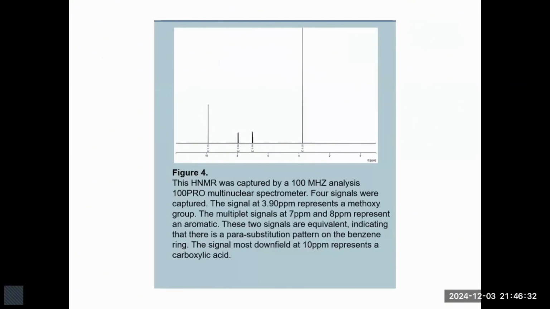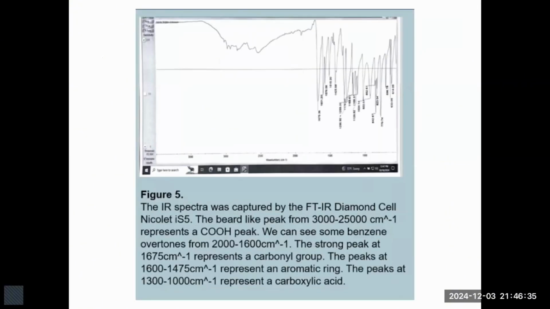For figure 5, we can see that there's a broad peak from 3000 to 2500, which represents a COOH peak. We can see some benzene overtones from 2000 to 1600 as well. The strong peak at 1675 represents a carbonyl group, and the peaks at 1600 to 1475 represent the aromatic ring.